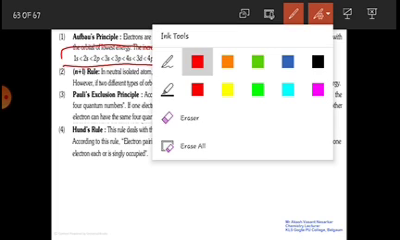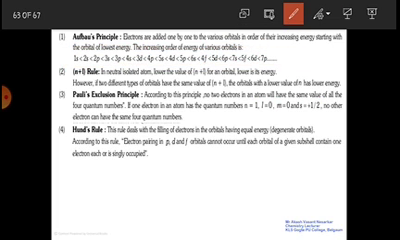Now next one, the n plus l rule. This rule is very important. In a neutral isolated atom, the lower the value of n plus l for an orbital, the lower is its energy. However, if two different types of orbitals have the same value of n plus l, the orbital with the lower value of n has a lower energy. So the n plus l rule gives the energy of the orbital.